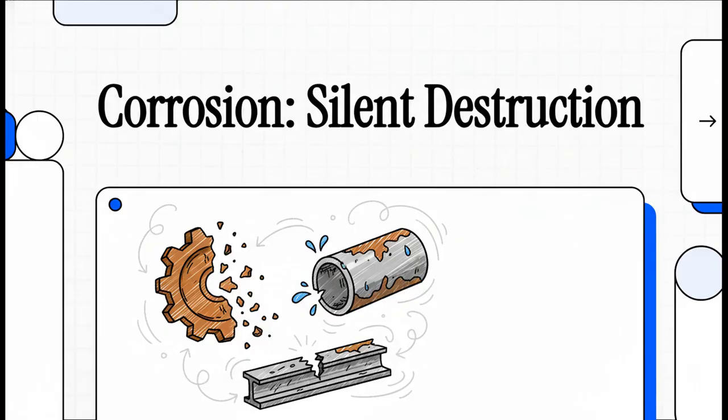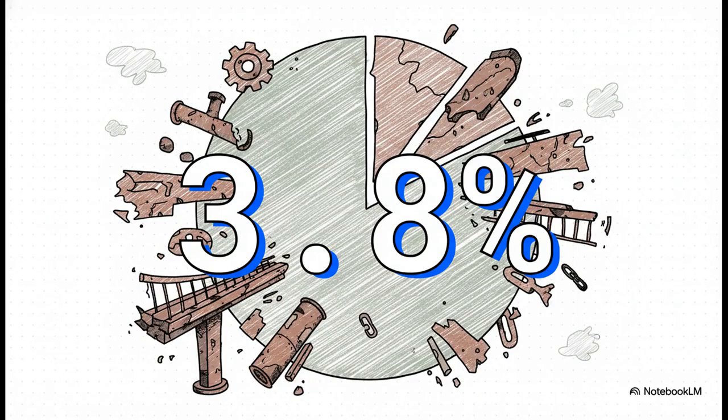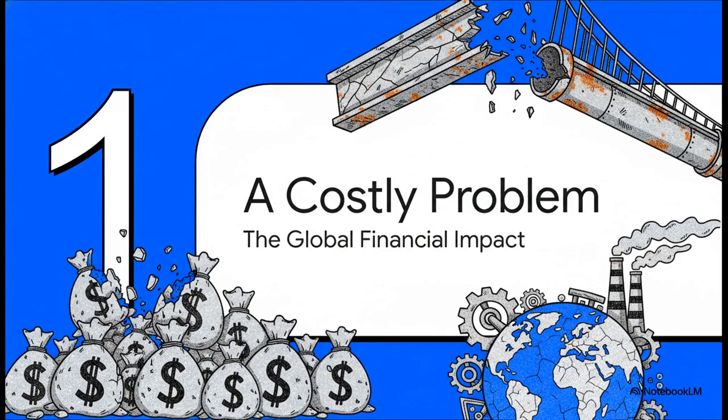Let's dive in. I want to start with just one number, 3.8%. Now, what's that? Well, that's the slice of the entire gross world product that we lose to corrosion every single year. To put that percentage into perspective, we're talking about a financial hit of over $2 trillion a year. This isn't just about replacing a rusty pipe here and there.